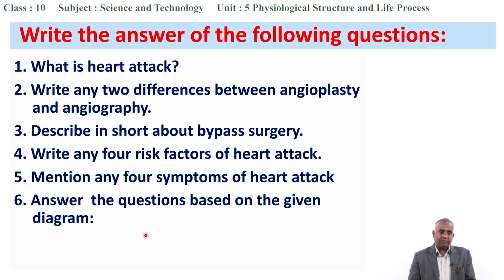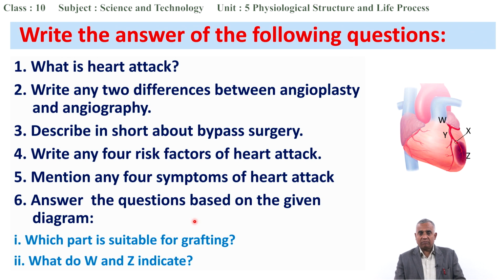Now the next question: answer the following questions based on the given diagram. In this diagram, you are shown W, X, Y, Z at different locations. First question: which part is suitable for grafting? Is W suitable? Is Y suitable? Is X suitable? Is Z suitable? Which one is the suitable place? And where is the clotting? Is it clear? After this determination, you can find the correct answer. You have to find it yourself.